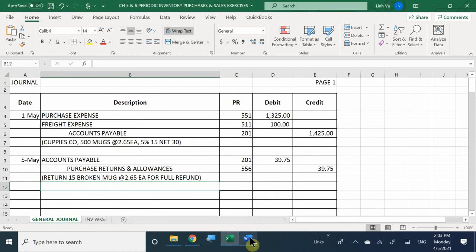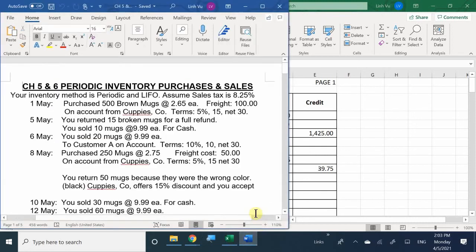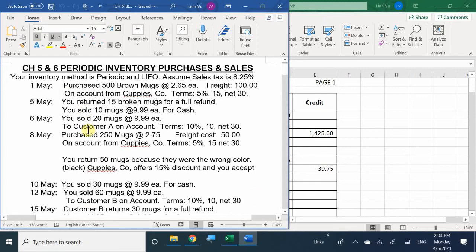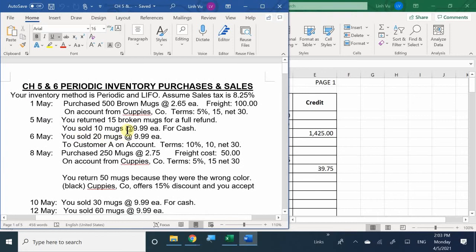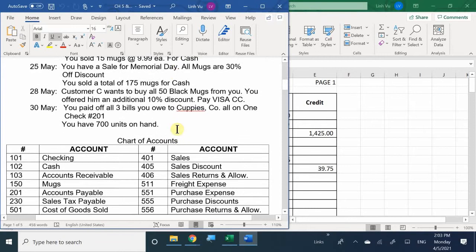So let's see what has happened next. Oh, okay. In this case, something happened on the same day. What did you do? What happened here? We sold 10 mugs at $9.99 each for cash. Okay. So let's take a look at our chart of accounts.